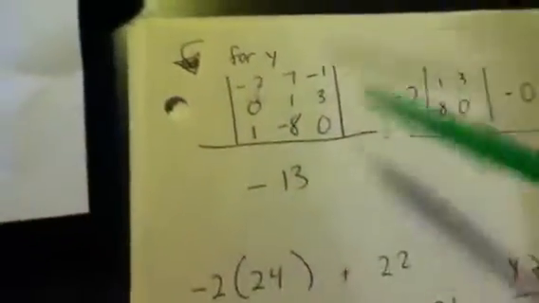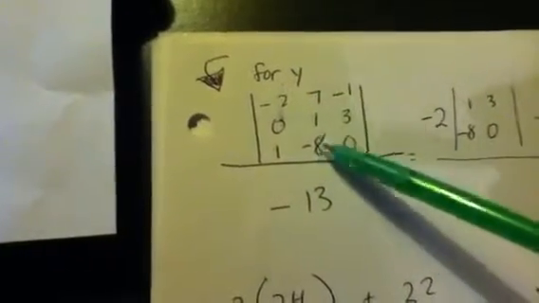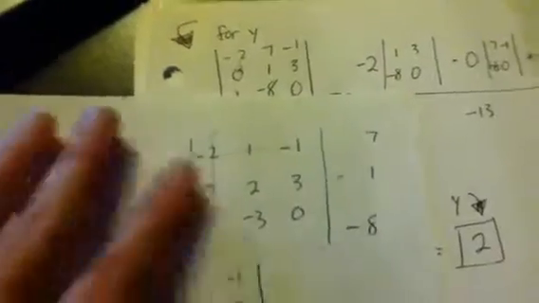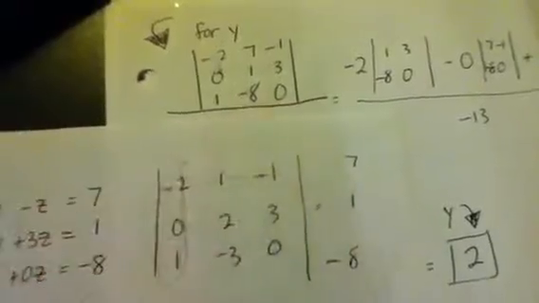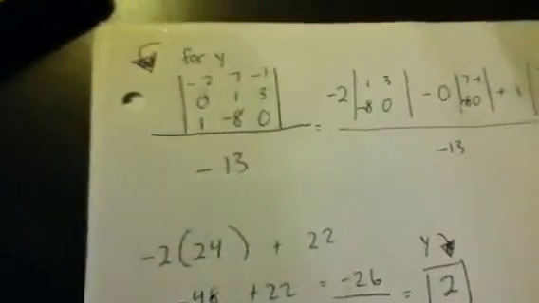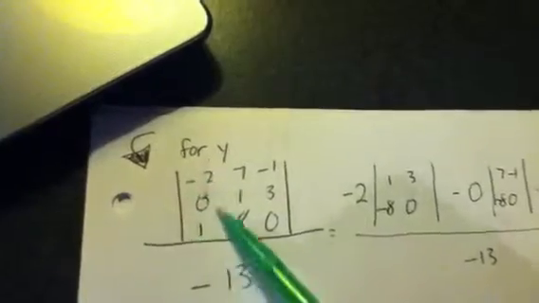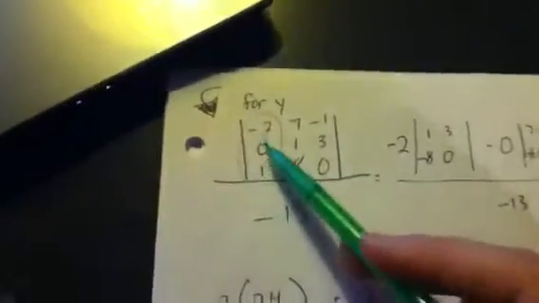For y, I leave the x column alone, and I change the y column. This column right here, I substituted in the constants, see how I stuck the constants in? And then I left this one alone. Then I'm going to choose a row or column to expand by. I want to choose something that has some zeros. I think I chose this column. So these are the 3 nice numbers that I chose to work with because there was a 0.